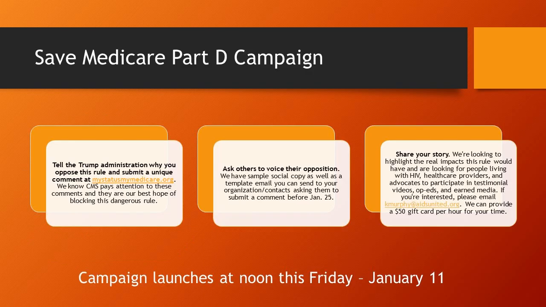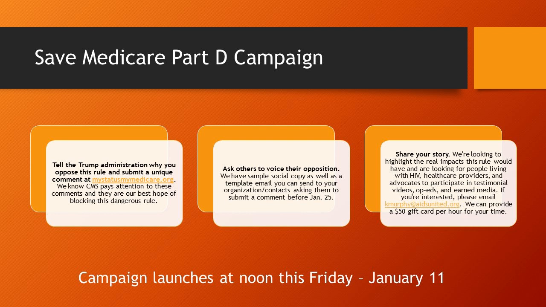Thank you so much, Phil and Carl. So as Phil said, AIDS United has launched, or is building, a national effort to fight the administration's rule on the changes to the protected classes in Medicare Part D. And while the fight will continue after the comment period closes, our most urgent effort is collecting and submitting as many public comments as possible, opposing the rule before the deadline at 5 p.m. Eastern on January 25th. Of course, we cannot do this without you, and I'm going to talk about 3 ways that you can help.